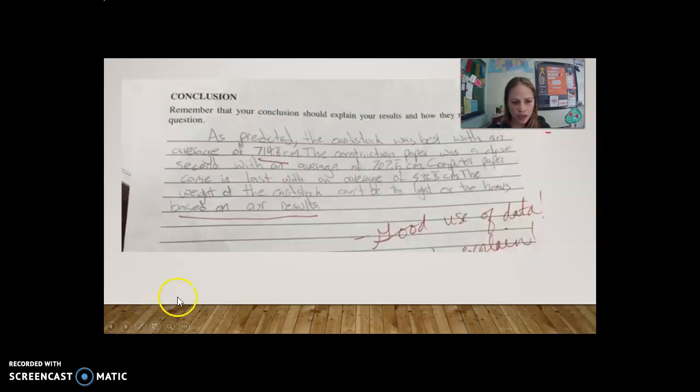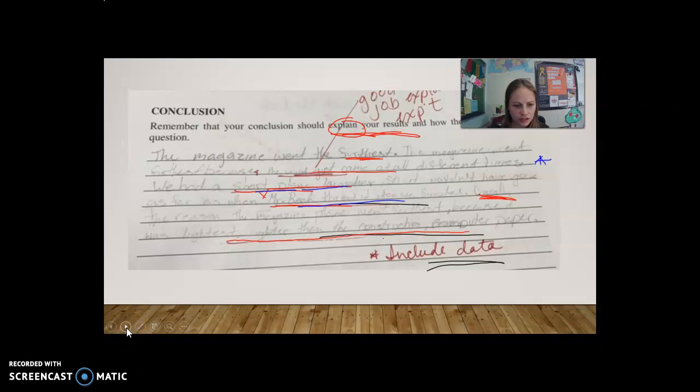But that's what this is for. We're learning. This is a very short and sweet conclusion. I loved it. As predicted, the cardstock was best with an average of, and then they include their data there. The construction paper was a close second with an average of. Computer paper came in last. It's funny because it sounds like a race. So at least he addressed all those things.